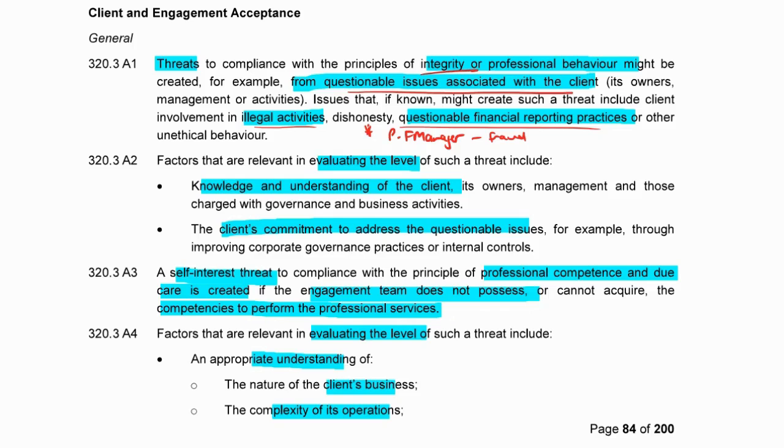There is a self-interest threat to integrity or professional behavior because of the fraudulent financial reporting of the previous financial manager. Then we have to look at the significance. It says, look at the knowledge of your clients, which we don't really have, or have the clients committed to address the questionable issues? And in this case, they have. So I can go and say, oh yes, based on the fact that they have tried to implement controls, I'm comfortable that it is not a significant threat. So here I've got one issue that I need to already address, and I can go and put that down. So I'm doing question 1, and I'm going to have some headings.